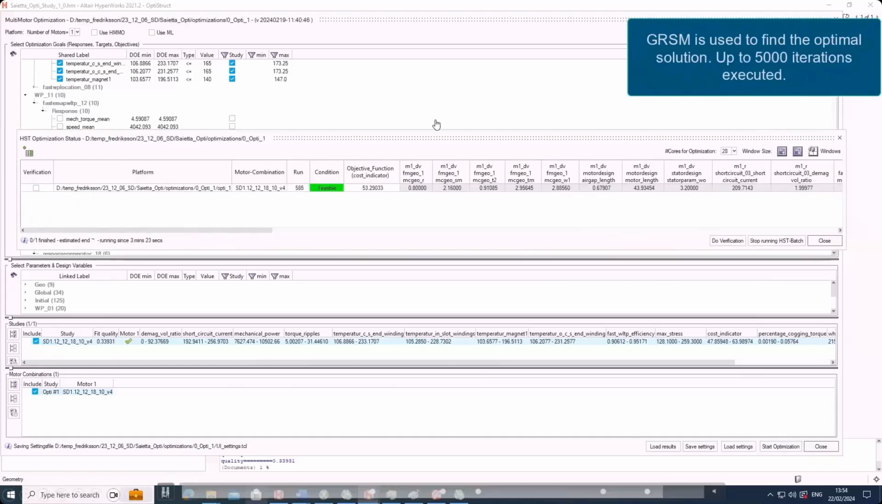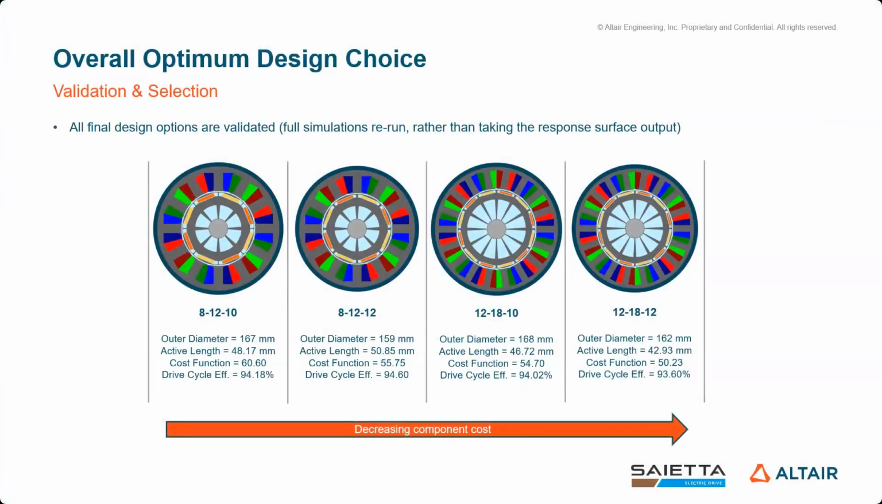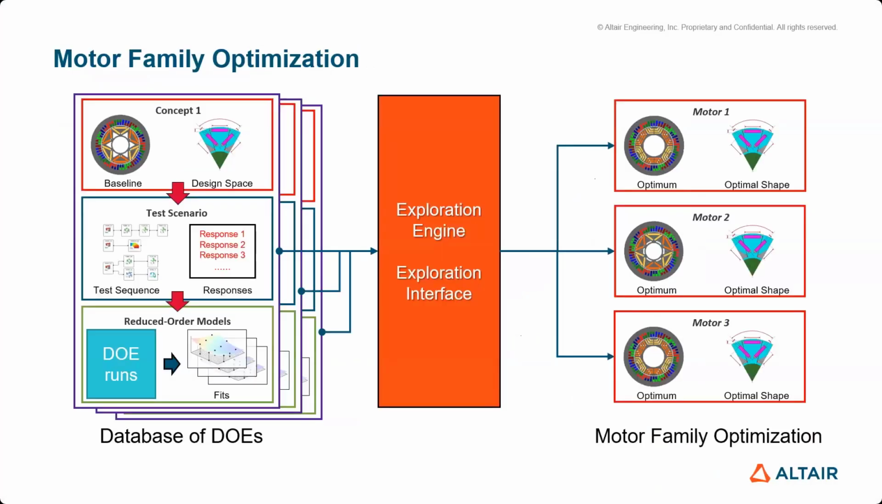during the optimization process. In the end, for this particular study, we had 4 good candidates here that are, from left to right, going from maybe the most efficient but also the most expensive, and on the right, we have less efficient but also lower cost. Then, let's say the designer needs to make the best choice for his application. So this is what Saietta has done, and this was a multi-concept optimization.